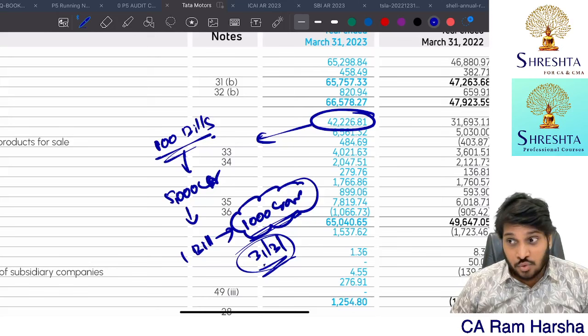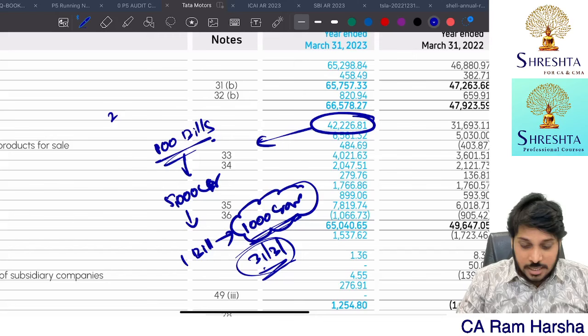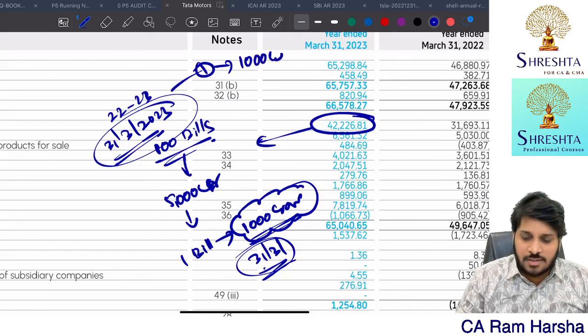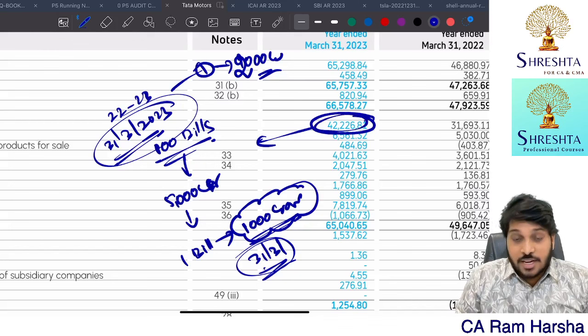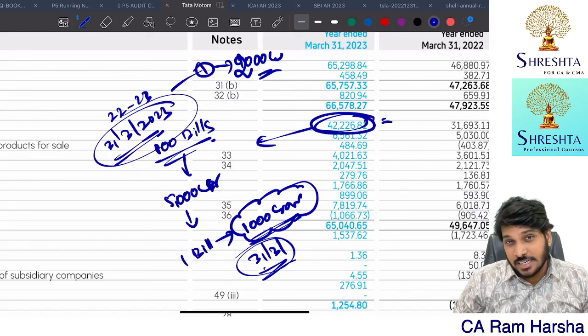So this is a balance sheet. This is a P&L account for 23, meaning the year ended 31st March 2023. As on 31st March 2023, there is one bill whose value is, let us assume, 2,000 crore. The purchase value, 2,000 crore worth of bill, is there as on 31st March. They recorded it as 22-23 financial year purchase. But the company received the delivery in May 2023.